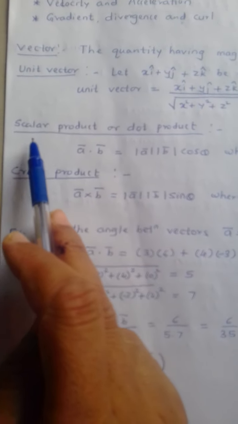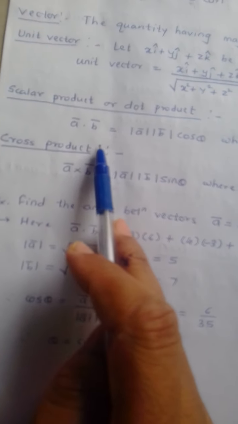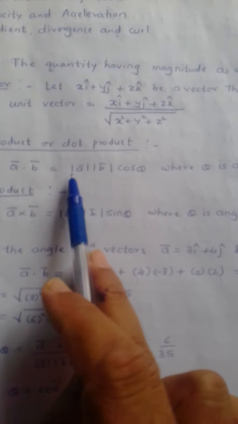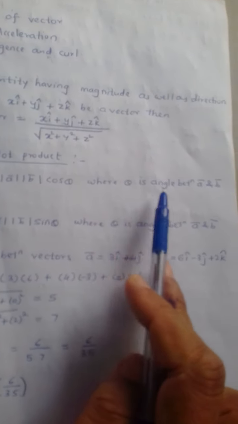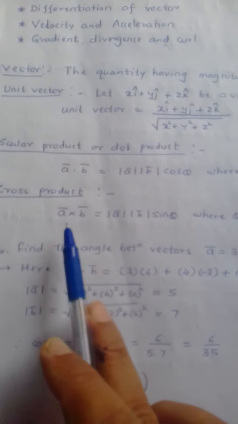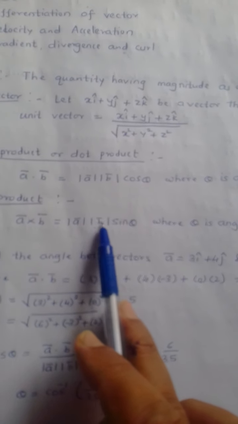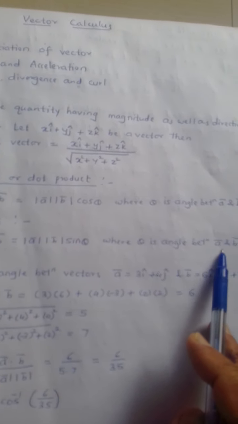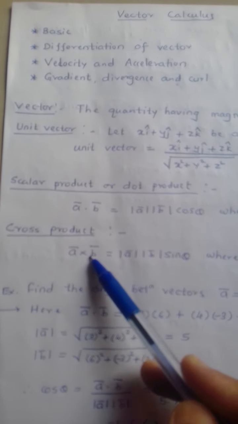After that, scalar or dot product. a bar dot b bar is equal to mod of a bar into mod of b bar, means magnitude of a bar and magnitude of b bar into cos theta, where theta is the angle between a bar and b bar. After that, cross product. a bar cross b bar is equal to magnitude of a bar into magnitude of b bar into sin theta, where theta is the angle between a bar and b bar. These all concepts we have learned in 11th and 12th standards.